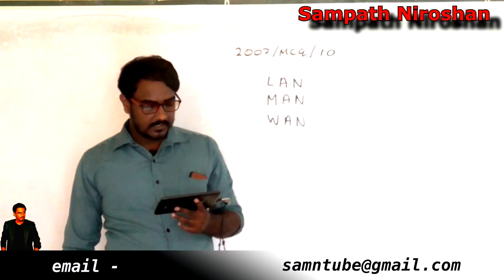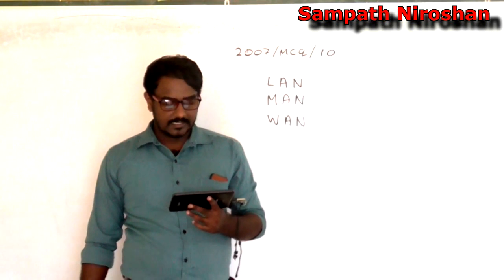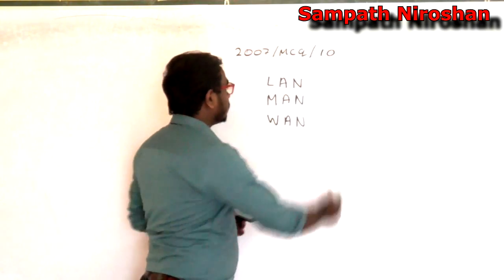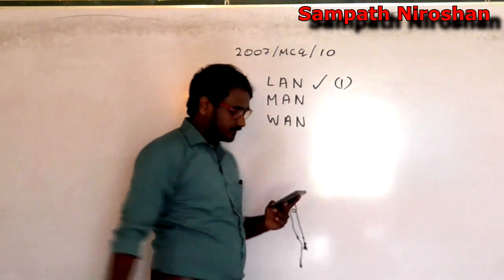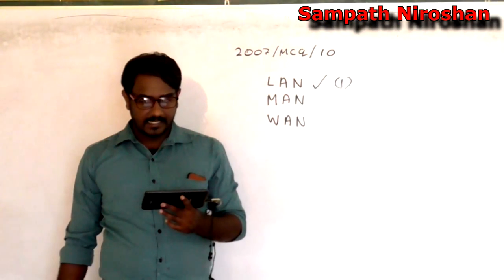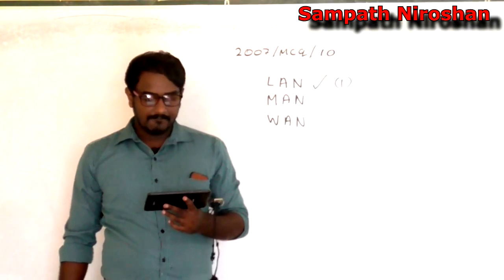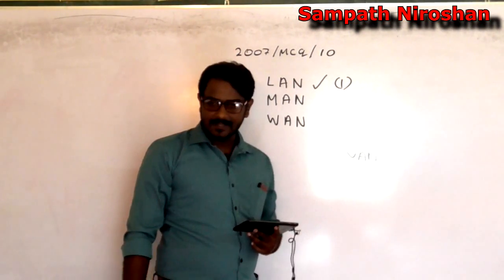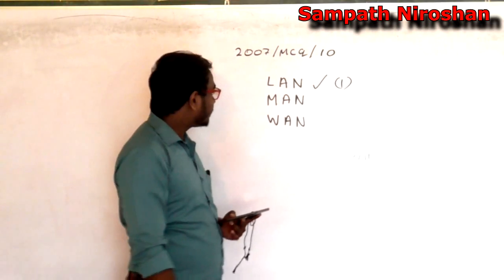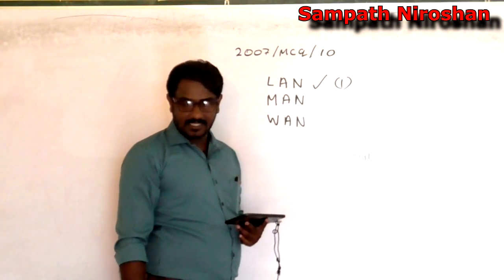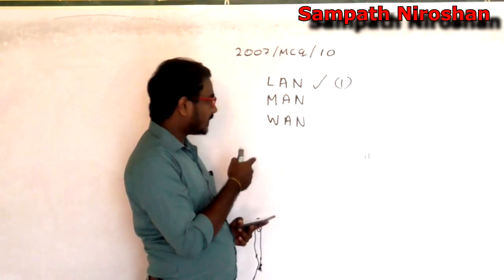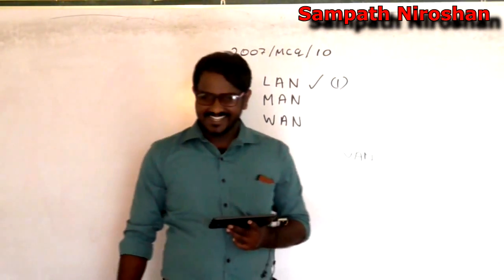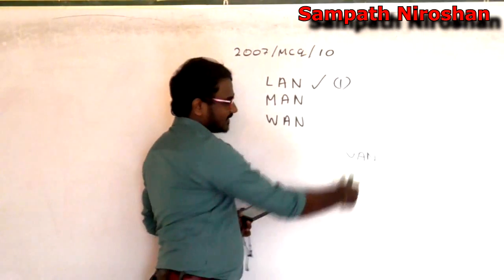Let's see the answers to the question. The first one says LAN. Now the question is asking about the small area. Small area means it goes for LAN. So this answer is the correct answer, the first one. But look at the other answers. You have wide area network, nope. And you have WAN, WAN, right? So that's kind of an illusion, a trap. Someone who is not familiar with these things will look at LAN, MAN, WAN and might pick the wrong one. So that's not going to work out.